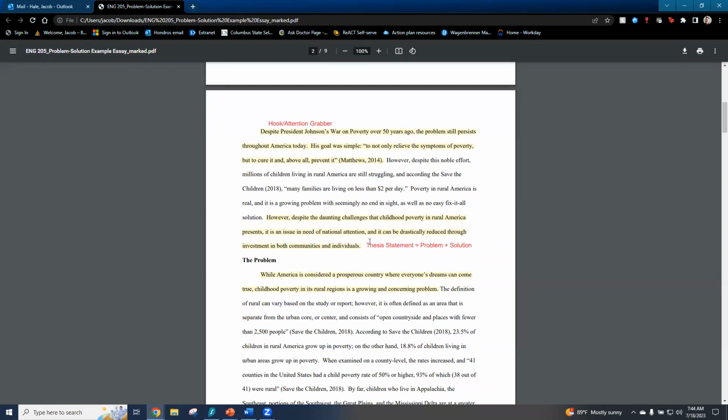And kind of the key for a good thesis statement in this project is you want your thesis to mention both the problem and the solution. So this thesis begins with the problem: daunting challenges that childhood poverty in rural America. And then we are told that it can be drastically reduced through investment in both communities and individuals. So we have our problem and our solution in one sentence.